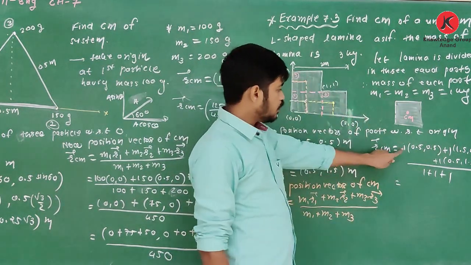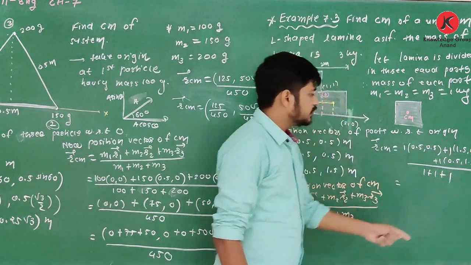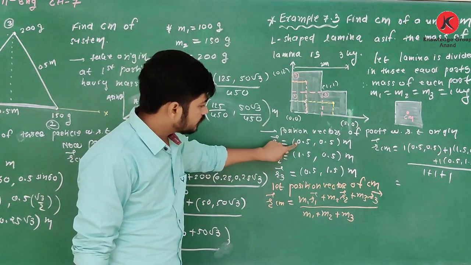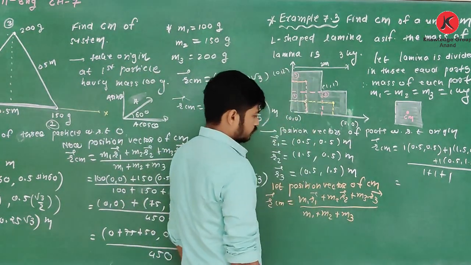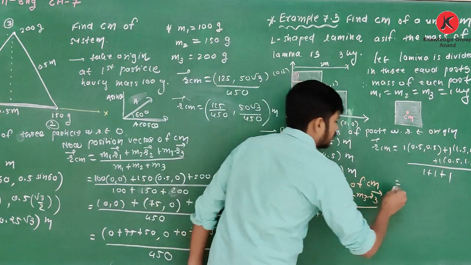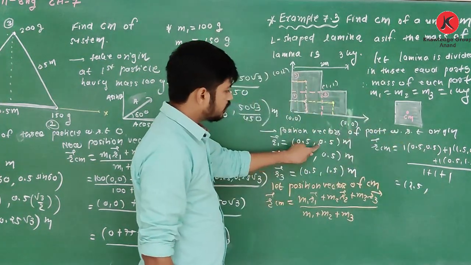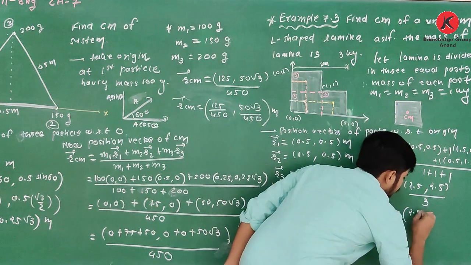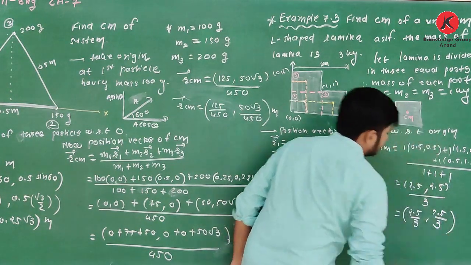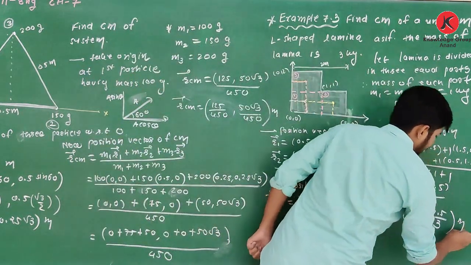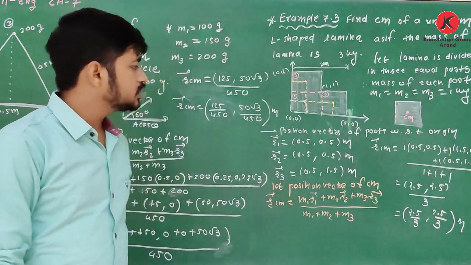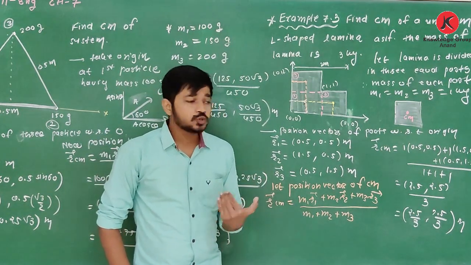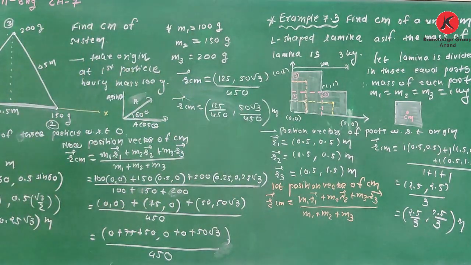So here 1 times 0.5 will be the same. We have to add all the x components: 0.5 plus 1.5 plus 0.5, so 0.5 plus 0.5 is 1, and it is 2.5. Similarly for the y components, 0.5 plus 0.5 is 1, so it is 2.5. Divided by 3, it is 2.5 divided by 3 meter. Clear? So this is the position vector of the center of mass for the given system. How to find it? Simple. So this is how to find the center of mass for a given system.